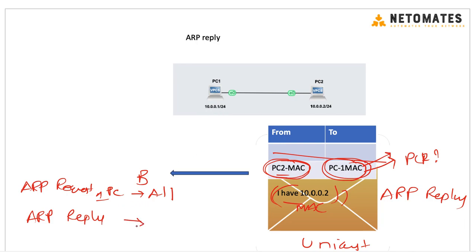So the ARP reply is just one PC to another PC, so this will be unicast, and there is no IP address involved in the ARP.